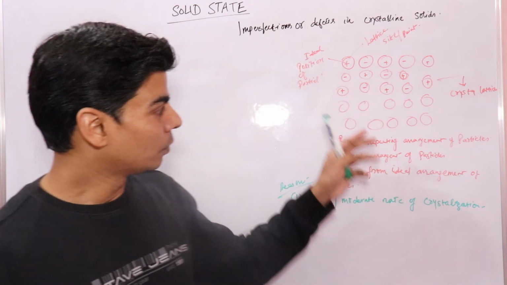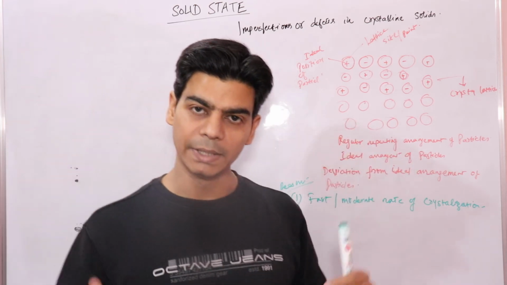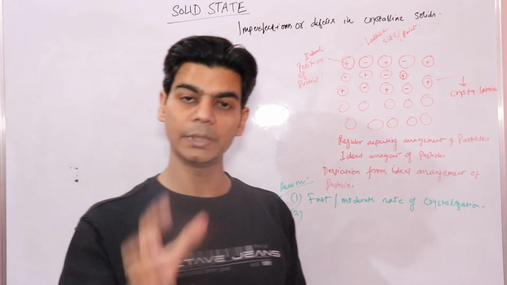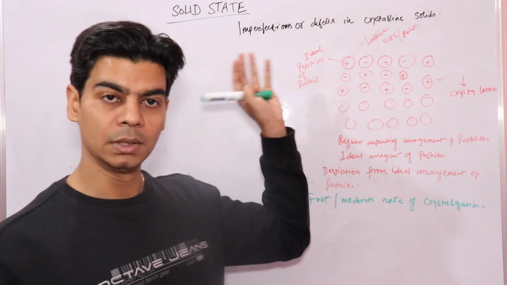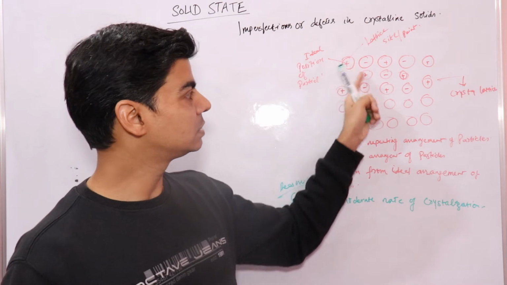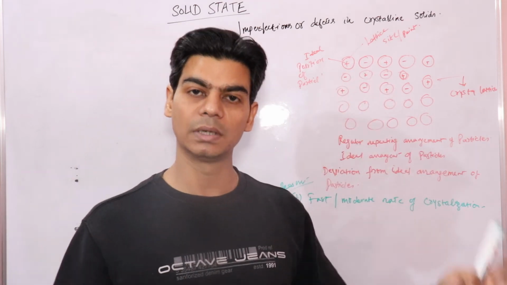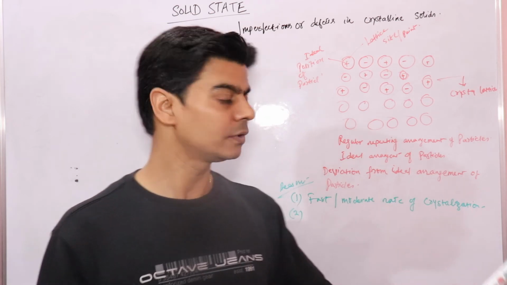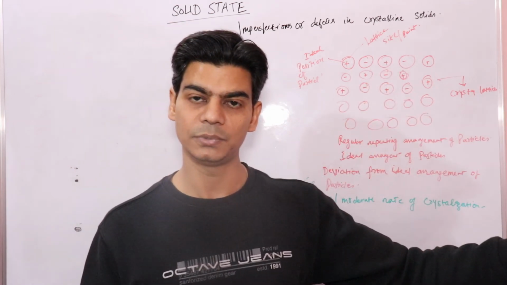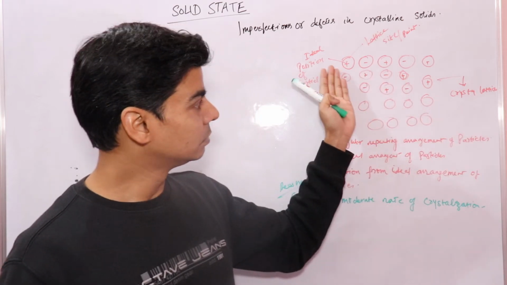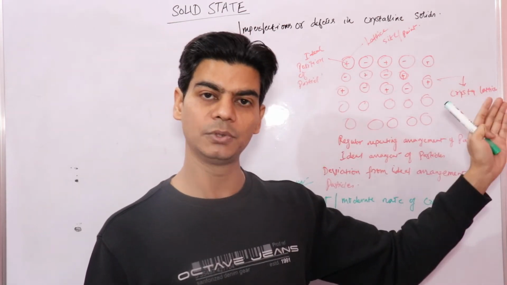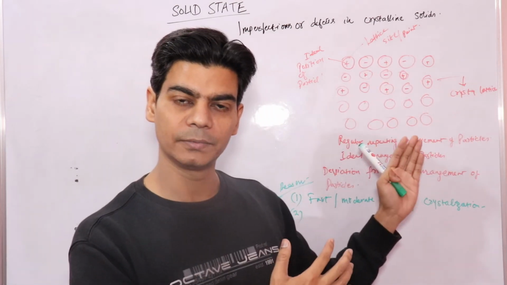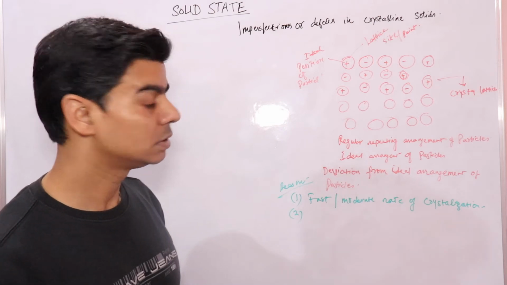How? When crystalline solids absorb heat, the constituent particles will start vibrating, which are known as thermal vibrations. When thermal vibrations become high enough, these particles will leave their ideal position. So it's a deviation from the ideal position due to heat energy from outside. That is why we call it a thermodynamic defect.